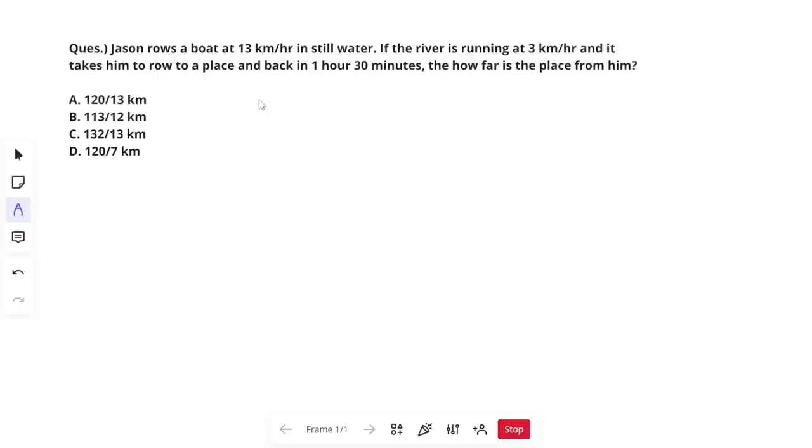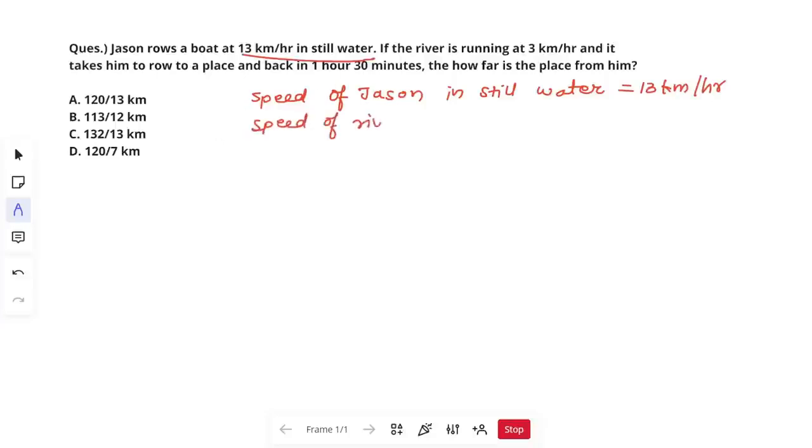First of all, let us note down the data that is given to us. Initially, what is given to us is the speed of Jason in still water. How much is it given as? It is given as 13 km/h, right? If you see in statement number 1, Jason rows a boat at 13 km/h in still water. This was the data given to us. The next data given to us is the speed of the river current. The current speed of the river is 3 km/h.